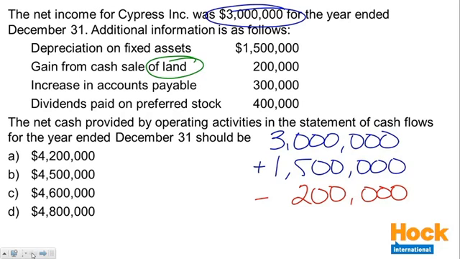The third item, the increase in accounts payable. Accounts payable are a liability, and we know that an increase in a liability is an addition back into net income, so that's going to be a plus $300,000. Without the rule, what we know with a payable is that we incurred an expense, so our income went down, but we didn't pay it yet. So the cash hasn't yet gone out.